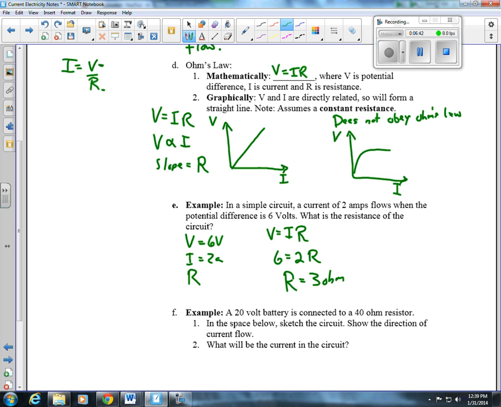The unit for resistance is ohms. I can write it out like that, or the symbol is the Greek letter omega. It kind of looks like a horseshoe.